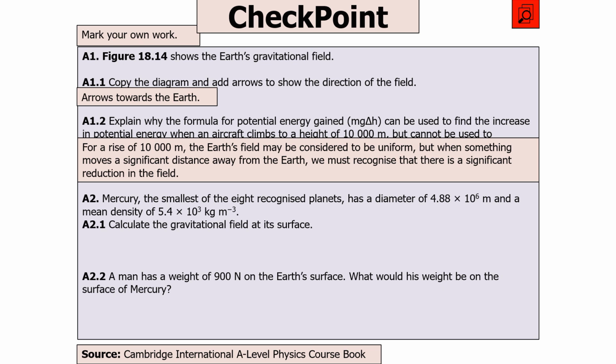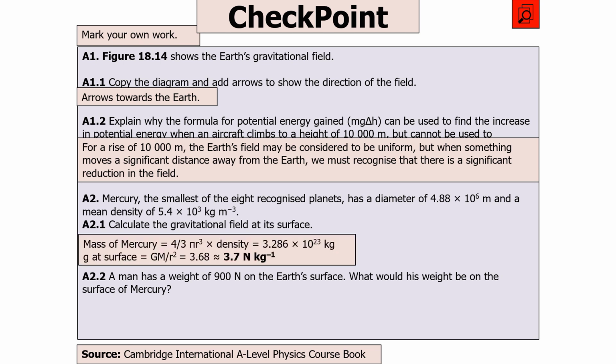Now, how can we work through the gravitational field? Well, we know that the mass of Mercury is going to be equal to density times volume. We know the volume is going to be 4 over 3 pi r cubed because it's a sphere. So we can work out the mass to be 3.286 times 10 to the 23 kilograms. We know g equals big G big M over r squared. We've just worked out M, so we can work it through to be 3.7 newtons per kilogram.